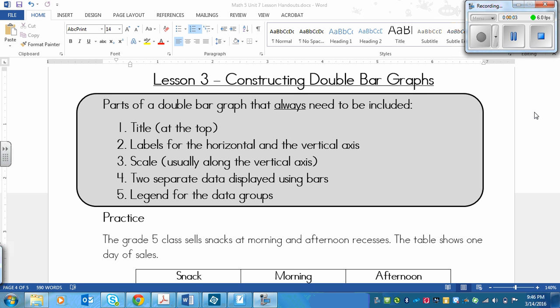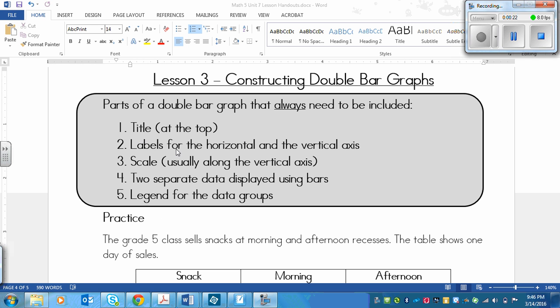This is a lesson on constructing double bar graphs. So last lesson, we learned how to interpret and read double bar graphs. Now we're going to learn how to make them. So first of all, let's talk about the parts of a double bar graph. These are the things that you always need to have in a double bar graph.